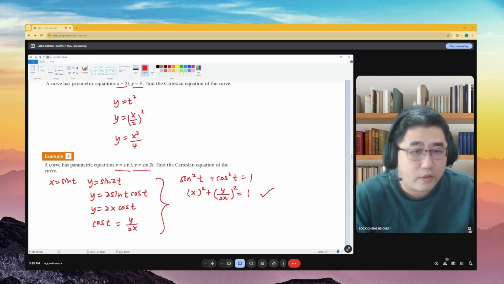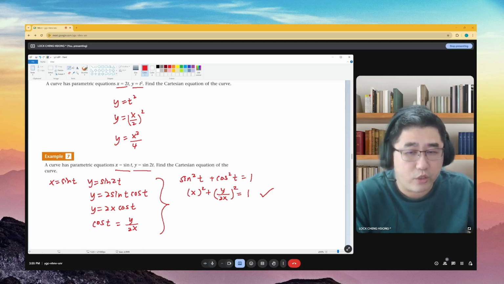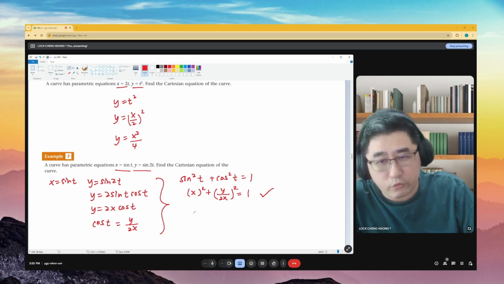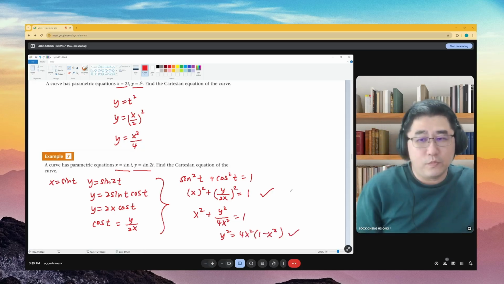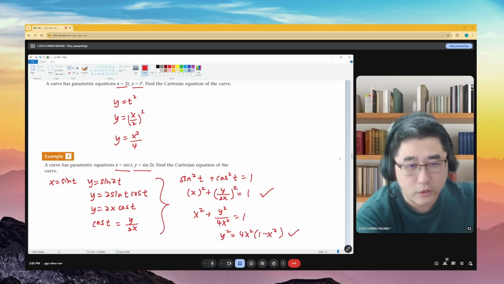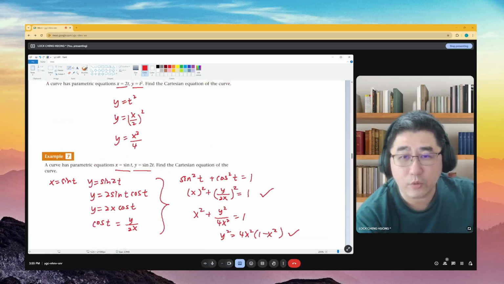Of course, it depends on whether the question wants you to rearrange the form or not. So if, let's say, for rearranging, y squared over 4x squared equals 1. So y squared equals 4x squared times 1 minus x squared, like this. It depends on how they want it to be. That will be skill number 1.